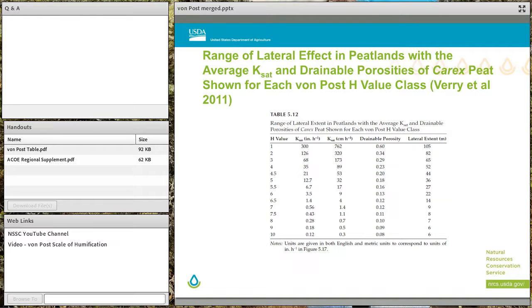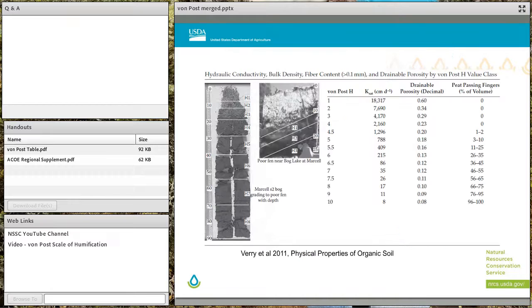This is, again, not actually a predictive model, but they show that there is a strong relationship between some of these things like drainable porosity and KSAT, and these are used in something like the Van Schilfgaarde equation that's used to calculate these lateral effects. So quite a few of the hydraulic properties are very closely related to von Post.